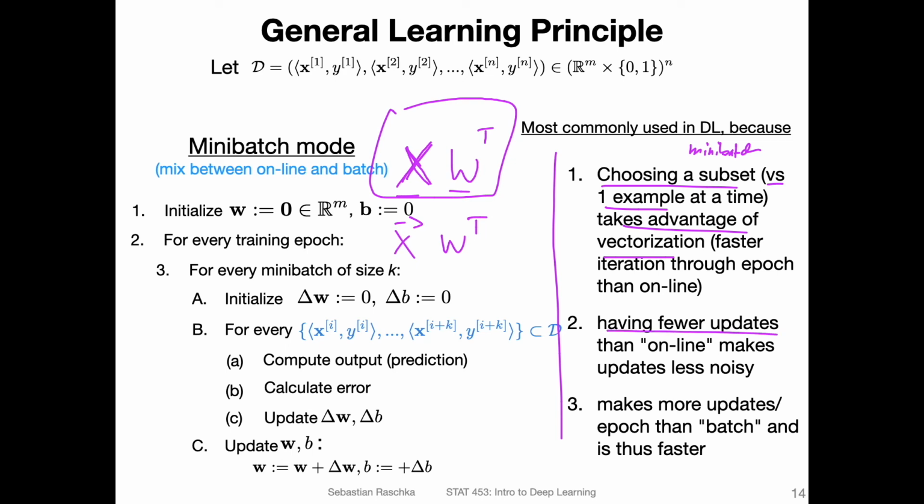Also, having fewer updates than in an online mode, like including more examples in each update, makes things a little bit more robust, so it reduces the noise a little bit. On the other hand, if you consider these 2 arguments, then we can say, okay, why don't we use the full batch mode, the regular batch mode then, right? Because that would be even faster. And it would be even more robust because updates are less noisy.